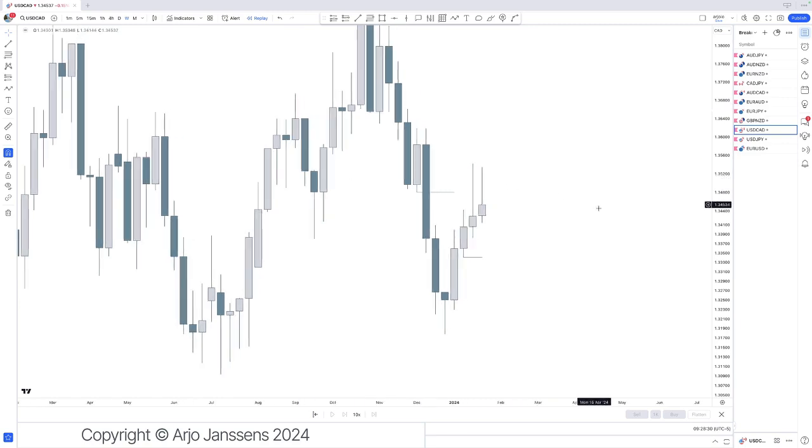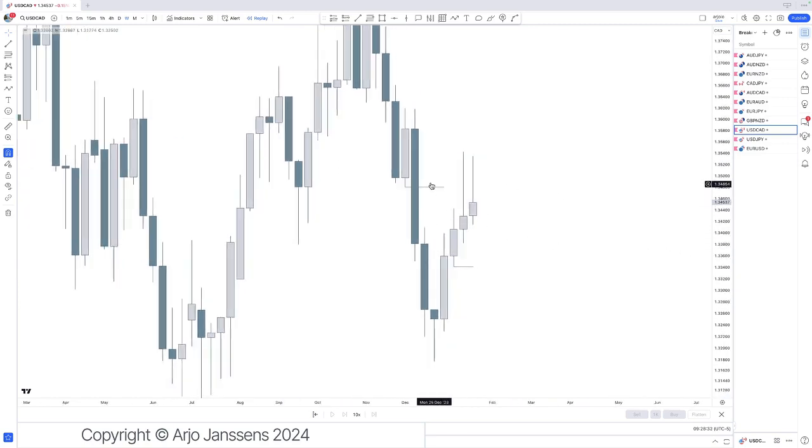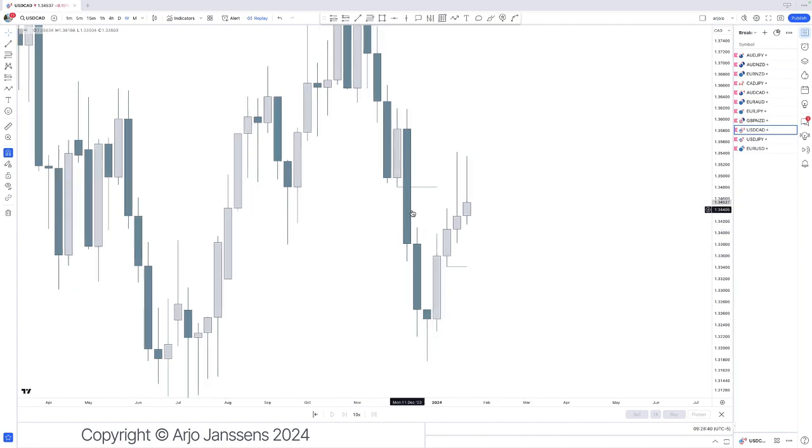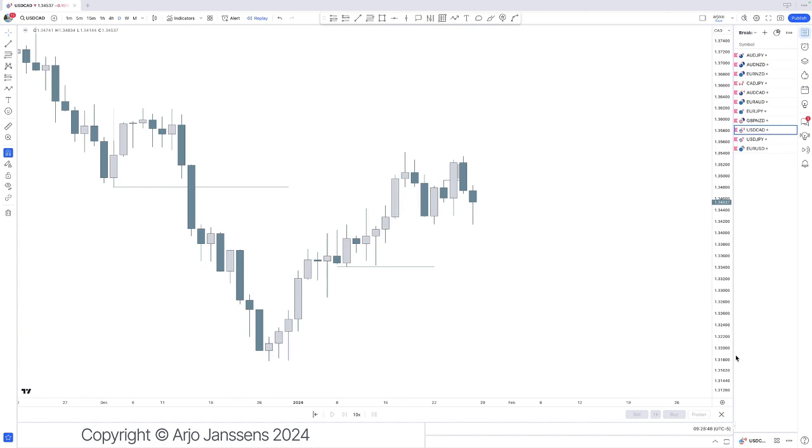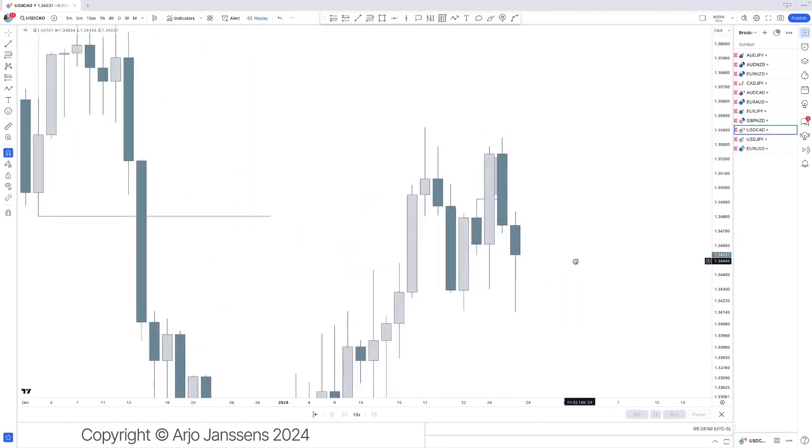All right, US dollar, Canadian dollar right here. Let's look at this. On the weekly, we are currently respecting that order block, and we are also respecting this fair value gap, but we're also creating a bullish fair value gap continuing higher right there for US dollar, Canadian dollar. On the daily time frame, the only thing we really have is that we need to wait for a rejection right there.